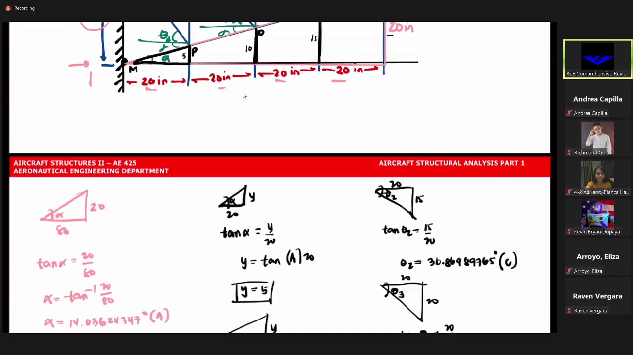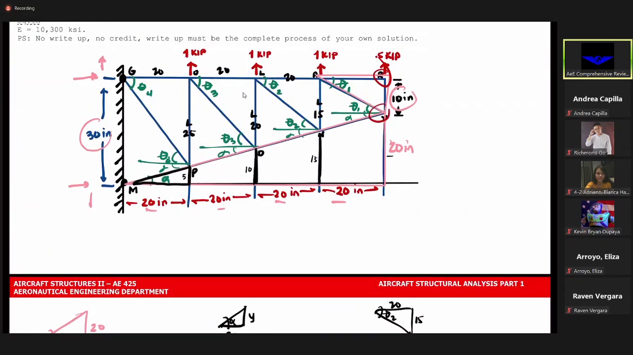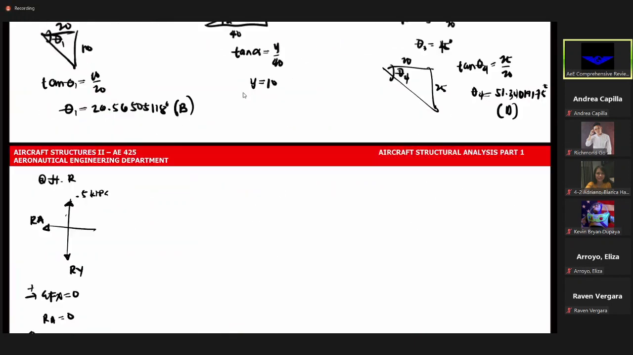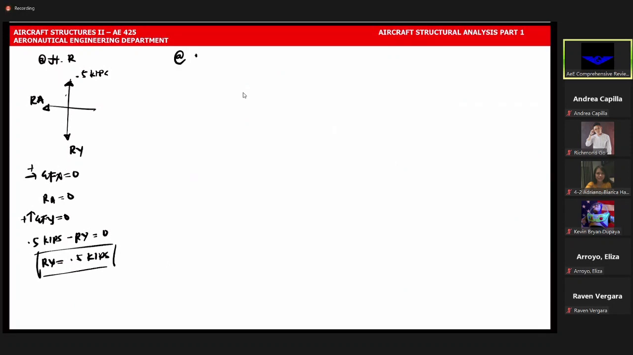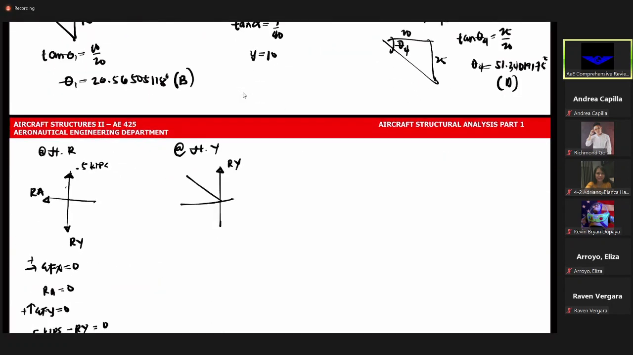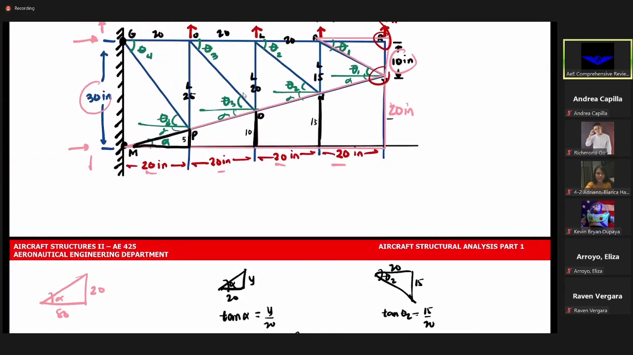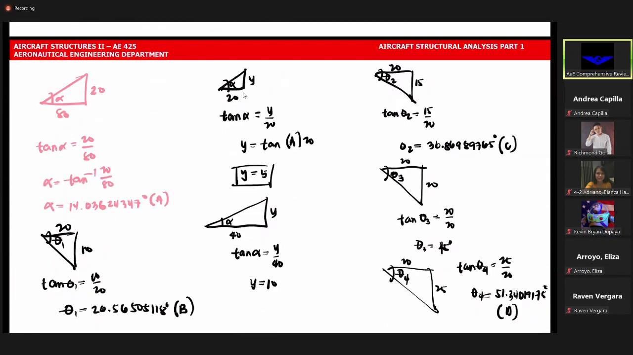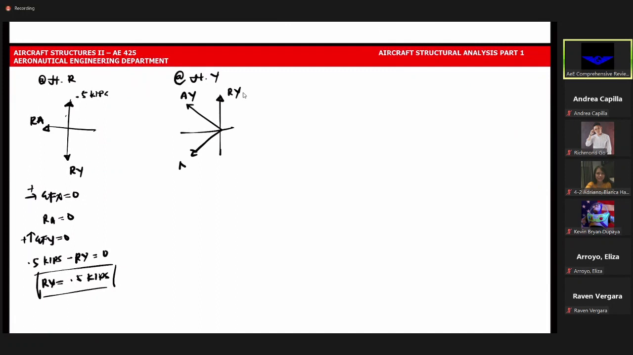Next is at joint Y. Okay, so drawing natin yung joint Y. At joint Y, ang free body diagram natin, meron tayong RY. Okay, ano pa? Meron tayong AY. And then meron tayong NY. So, sa base na nakuha nating mga angle, ito is theta sub 1. This one is alpha. So, therefore, makakasagot na tayo.